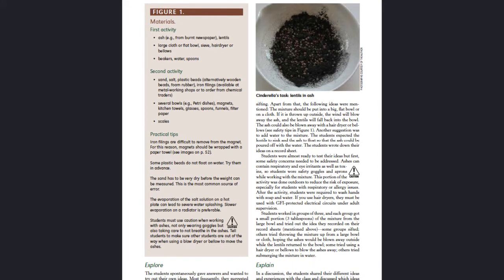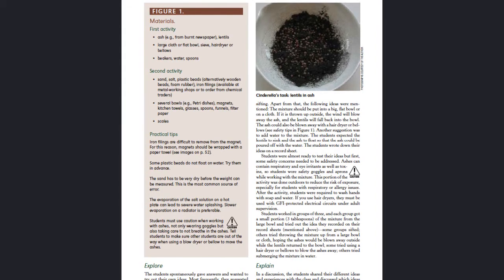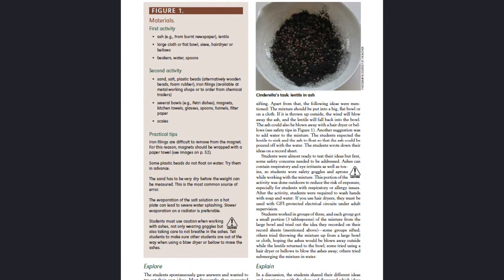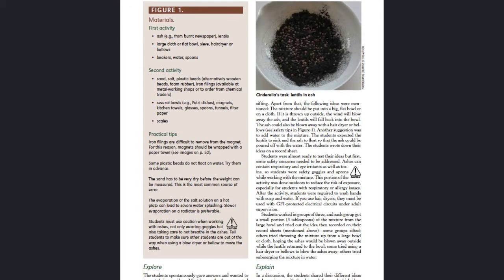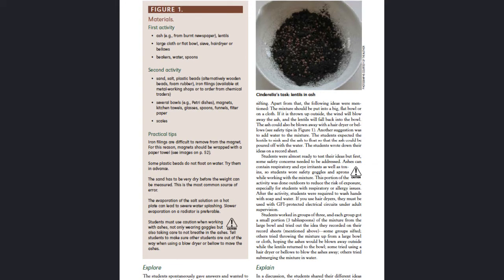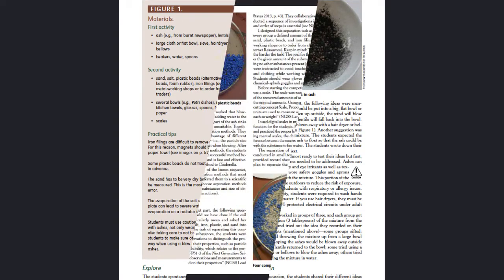The students expected the lentils to sink and the ash to float, so the ash could be poured off with the water. The students wrote down their ideas on a record sheet. The students then were ready to test their ideas, but some safety concerns needed to be addressed, such as wearing goggles and washing hands with soap and water. This portion of the activity was done outside. Students worked in groups of 3. Each group was given 3 tablespoons of the mixture to try out their ideas. They recorded on their own record sheets.